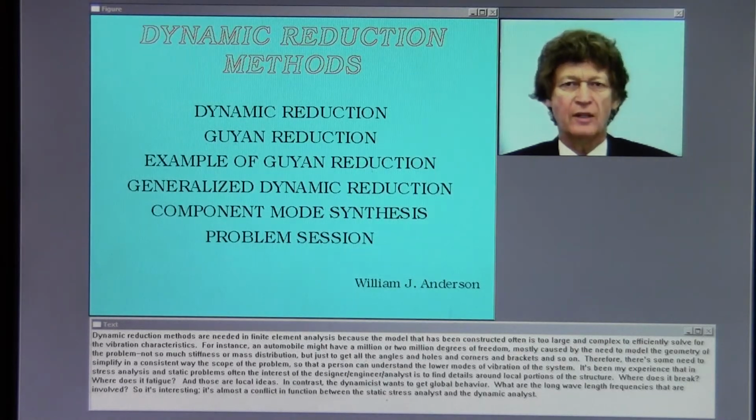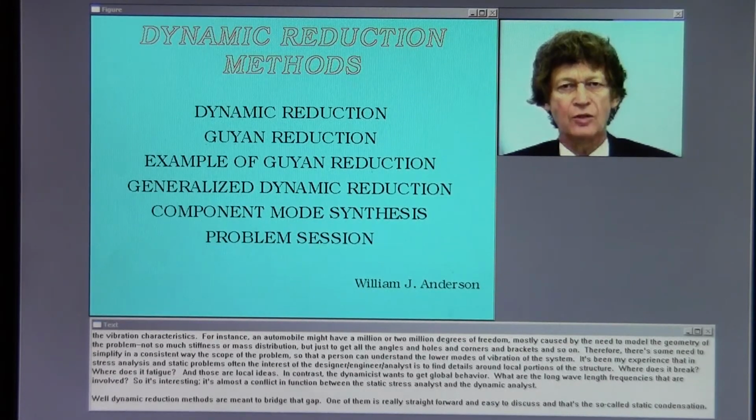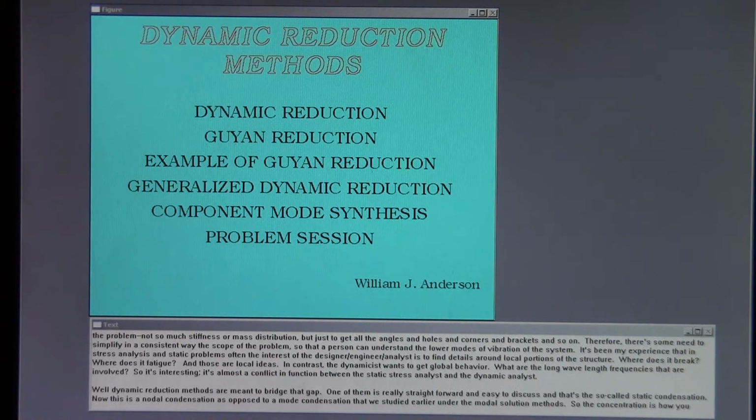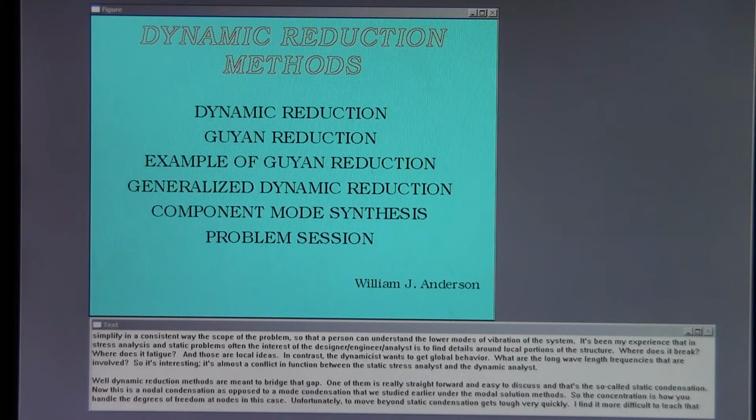Dynamic reduction methods are needed in finite element analysis because the model that has been constructed often is too large and complex to efficiently solve for the vibration characteristics. For instance, an automobile might have 1 million or 2 million degrees of freedom, mostly caused by the need to model the geometry of the problem. Not so much stiffness or mass distribution, but just to get all the angles and holes and corners and brackets and so on. Therefore, there's some need to simplify in a consistent way the scope of the problem so that a person can understand the lower modes of vibration of the system.